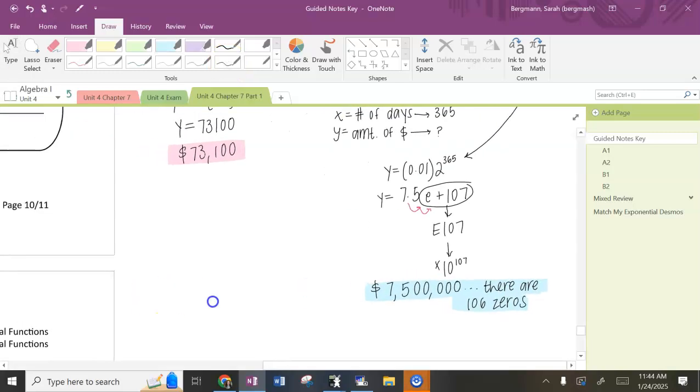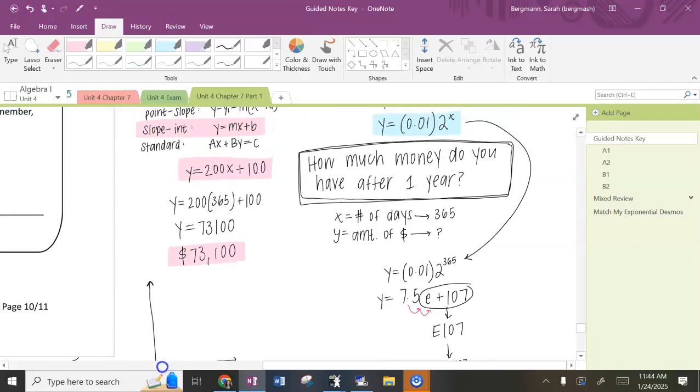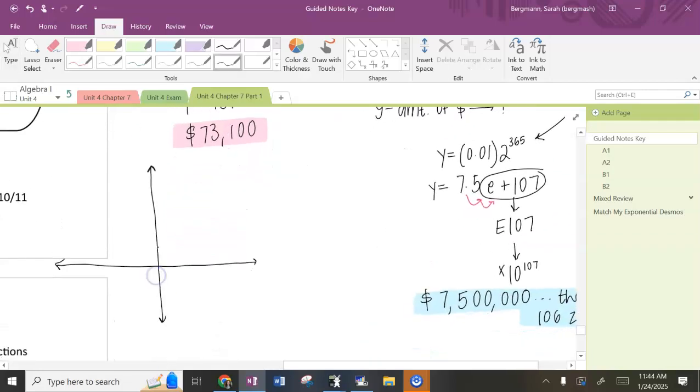How did that happen? How in the world could you get that much money? Let's look at our graphs. Maybe that can help us to wrap our head around this. With a linear function, we know that the graph makes a straight line. So although you are starting out with a lot more money, you're starting out with $100, meaning your y-intercept is 100. You're only going to be going up at a constant rate. It's a straight line. You get an extra $200 a day. Linear is always represented by a straight line.